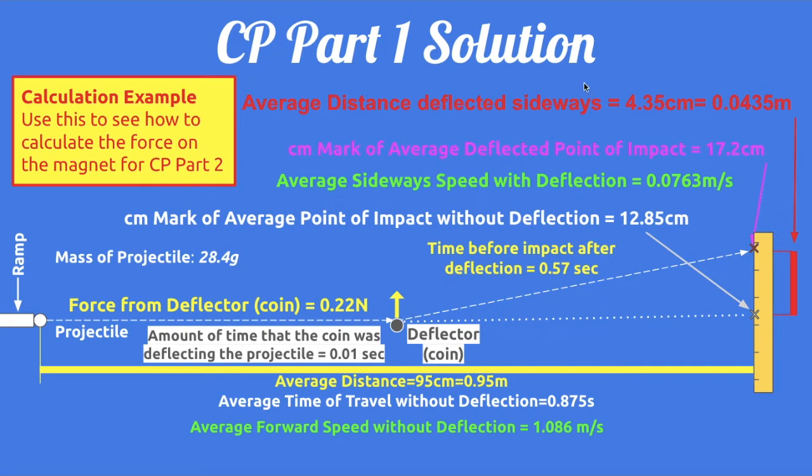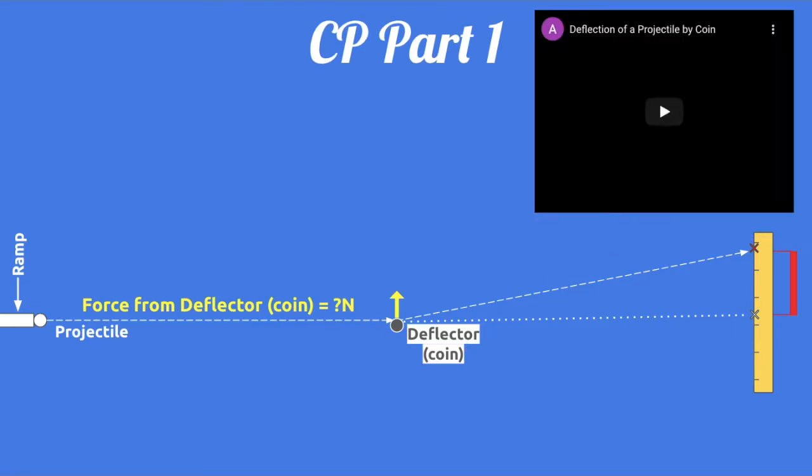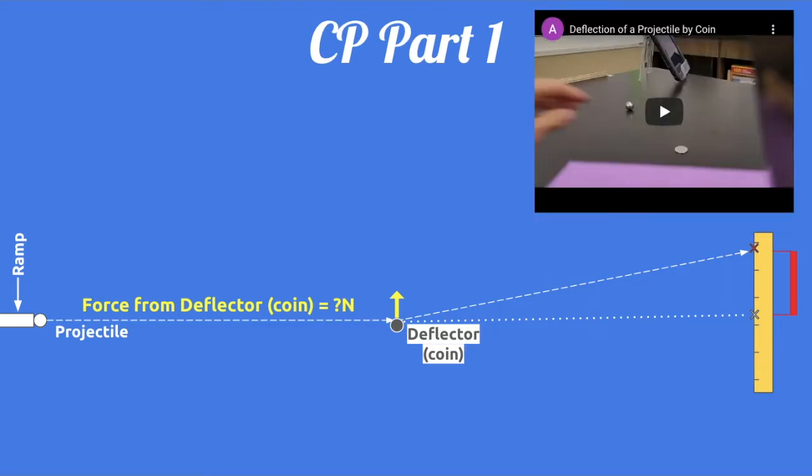So this is probably a lot to look at if you don't quite get all the steps. So what I'm going to do is go over all the steps right now for this. And you'll be using this to solve for the force from the magnet. So this is the video, or a video, of deflection of the projectile by a coin. So if you want to see that again, I'll play it again really quick. As you can see, it happens very fast.